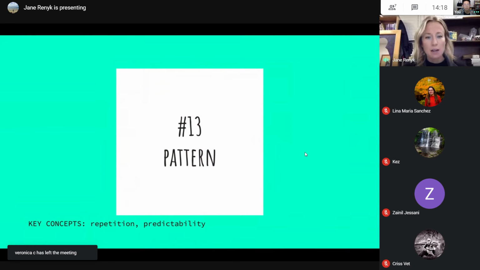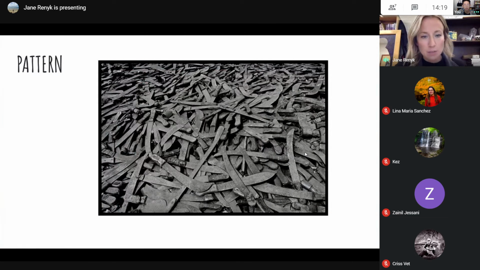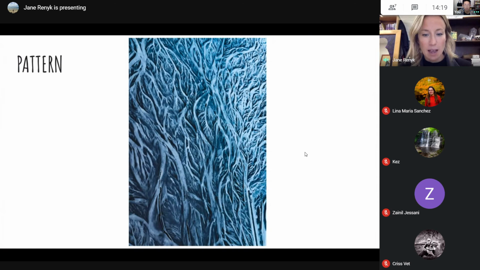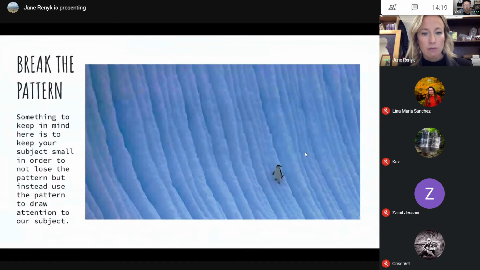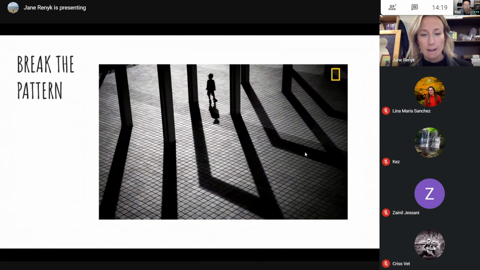And then pattern, and then break the pattern. So this is an example of pattern. Look around, you'll find pattern absolutely everywhere. But then you can use it for your advantage as a photographer. So find a pattern and place your subject there in a small scale. And it can create a really impactful composition.